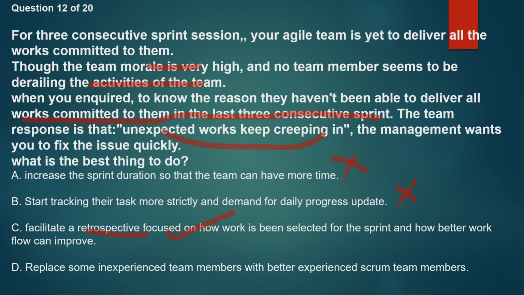So now let's look at D. Replace some inexperienced team members with better experienced Scrum team members. But already we're told that the morale is very high. No team member seems to be derailing the activities of the team, and you cannot even do this in the middle of a sprint. So already this is out. This gives us the best answer, and that is the best thing to do in an agile project. So let's look at the answer.